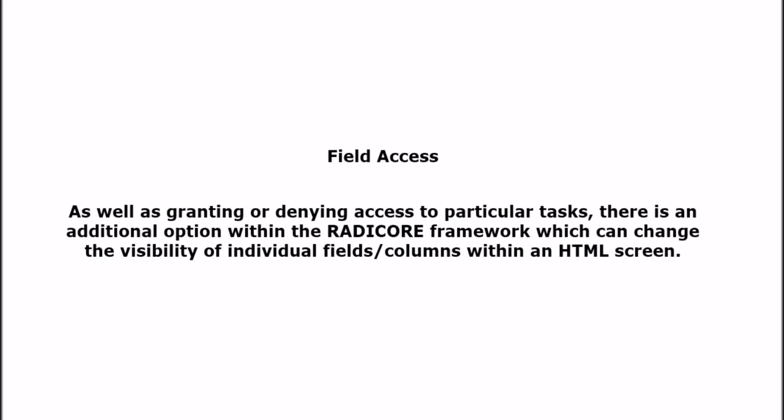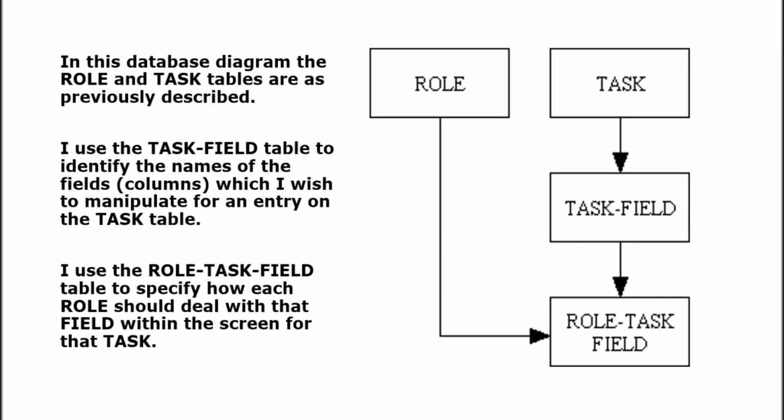As well as granting or denying access to particular tasks, there is an additional option within the Radicore framework which can change the visibility of individual fields or columns within an HTML screen. In this database diagram, the role and task tables are as previously described. I use the task field table to identify the names of the fields or columns which I wish to manipulate for an entry on the task table. I use the role task field table to specify how each role should deal with that field within the screen for that task.